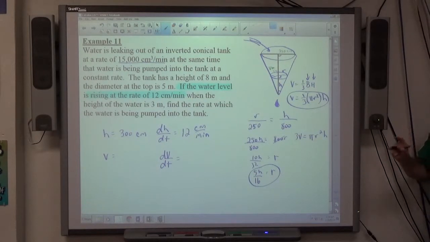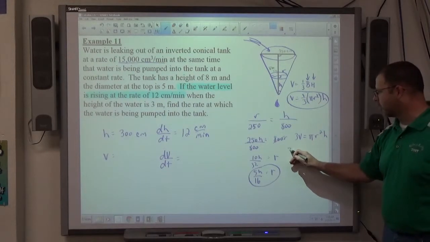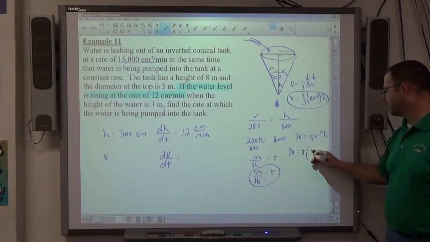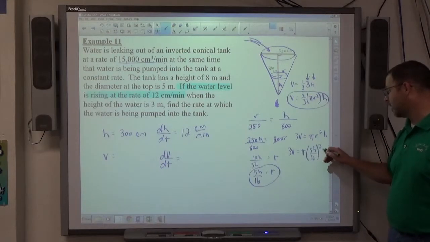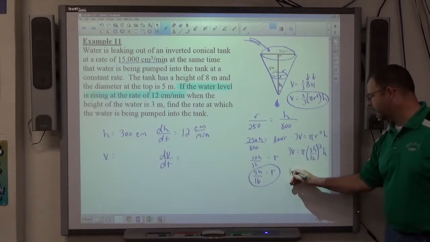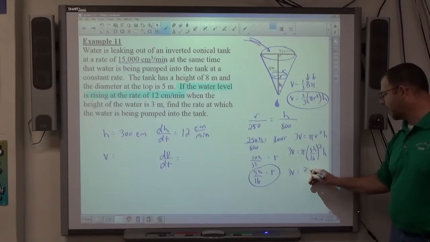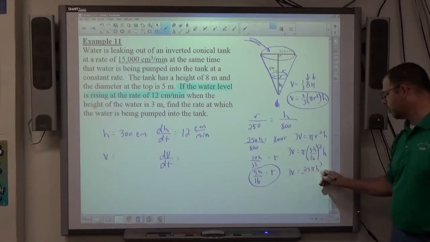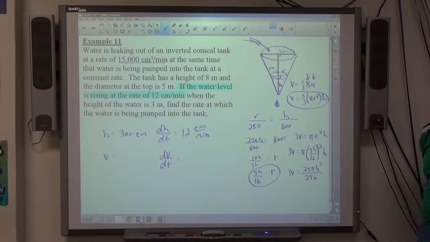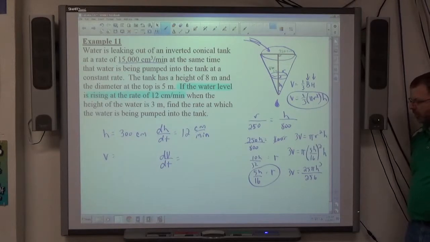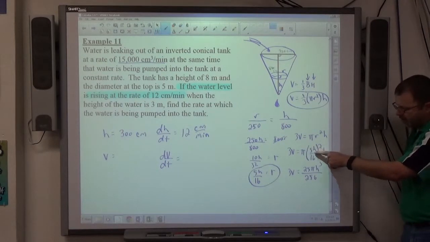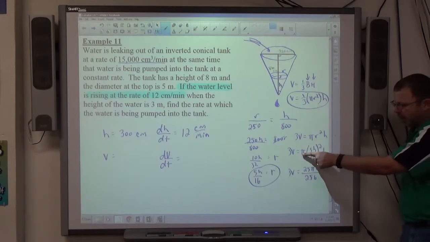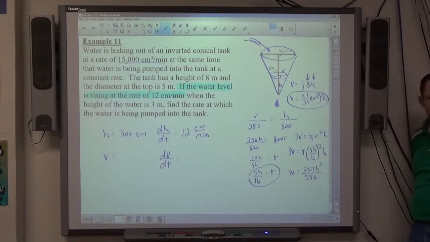Alright, so if R equals 5H over 16, that means 3V equals pi times (5H over 16) squared times H, which means 3V is equal to 25 pi h cubed over 256. Take a moment to digest that. Make sure we see where everything came from. Five squared is 25, h squared times h makes h cubed. The pi is on top, and 16 squared on the bottom is 256.